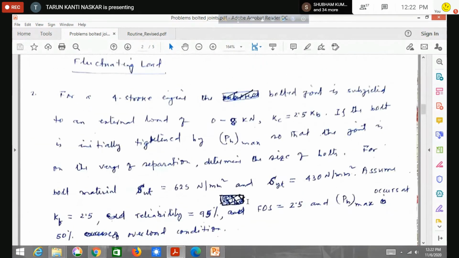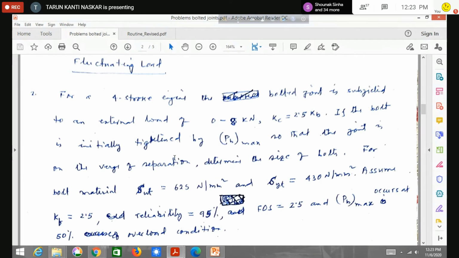Now there is another example on fluctuating load. Say for a 4-stroke engine, the bolted joint is subjected to an external load of 0 to 8 kilonewton. It is a fluctuating type of load, so it starts from 0 up to 8, and Kc equal to 2.5 kilonewton per millimeter.